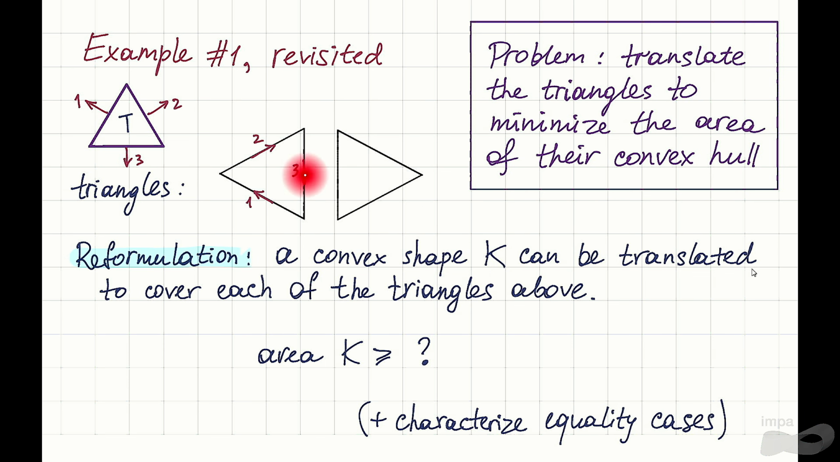Reformulation of the problem. Prove a lower bound for the area of any convex shape that can be translated to cover each of those two triangles, and potentially characterize equality cases. That would be nice because we know it just happens that the Viterbo equality is attained, so those equality cases are also interesting. They're potentially symplectic balls.